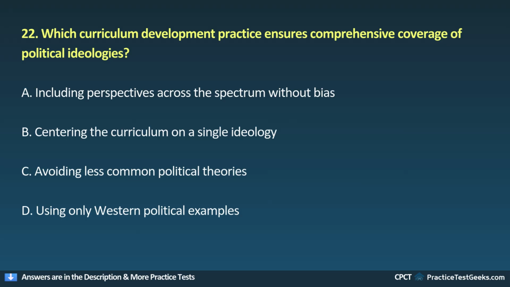22. Which curriculum development practice ensures comprehensive coverage of political ideologies? A. Including perspectives across the spectrum without bias. B. Centering the curriculum on a single ideology. C. Avoiding less common political theories. D. Using only Western political examples.